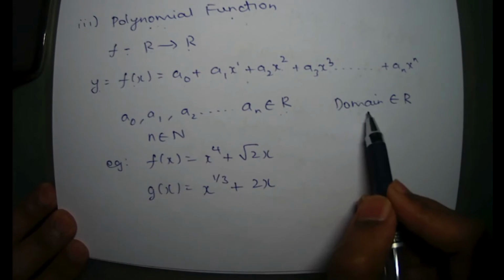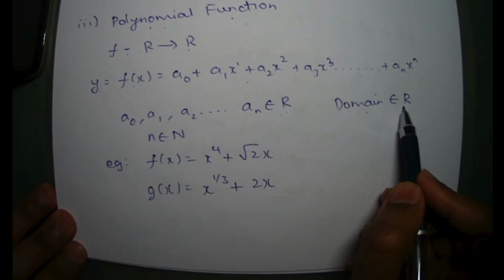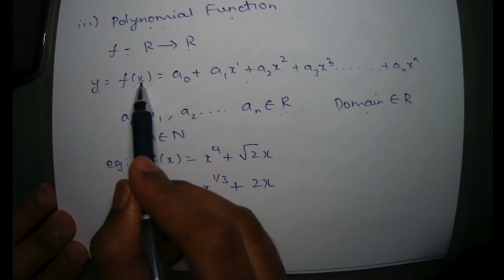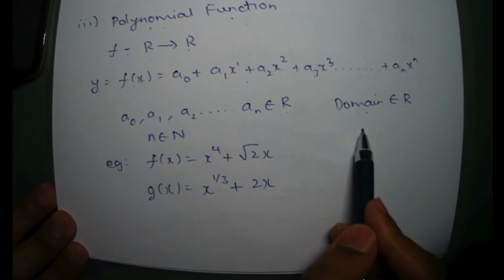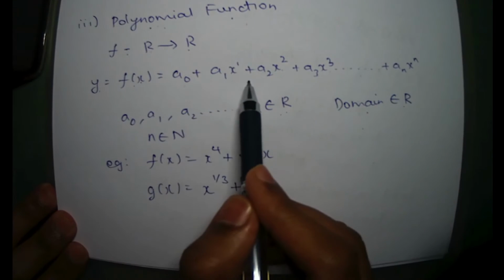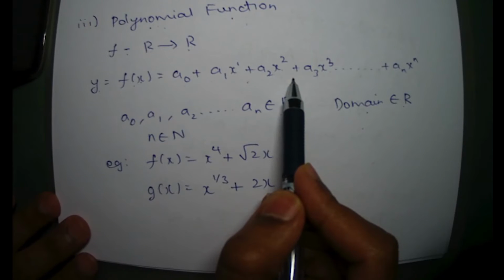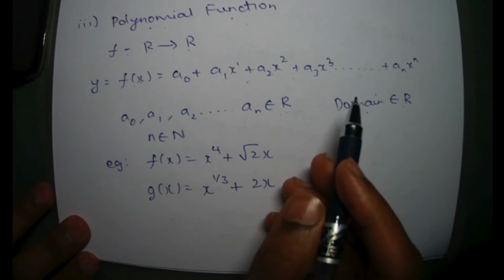The domain of the function is real numbers, since x can take the value of any real number. Range is not defined in general, because the range of the function varies with the values it takes. So the range for different polynomial functions will be different.